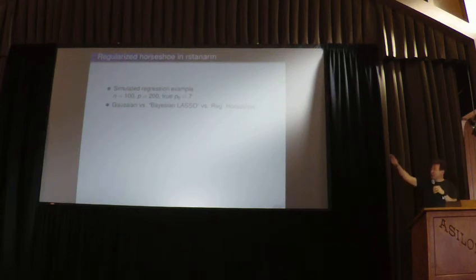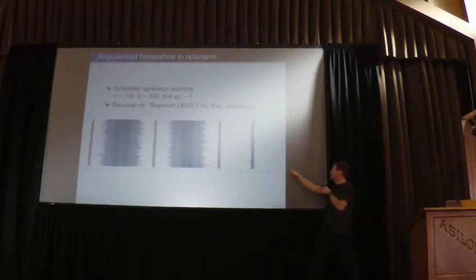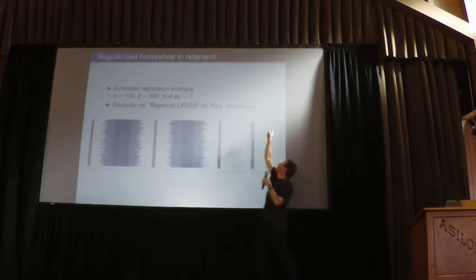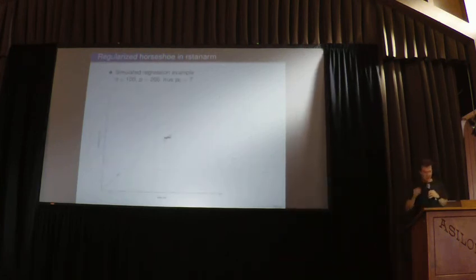Simulated regression example, N=100, P=200, true is 7. Let's look at the Gaussian prior. Oops, we don't find 7 non-zero ones. Everything's shrinking to 0. Bayesian lasso: yeah, it's narrower in the middle, but nope. And the horseshoe: here are the 7 relevant ones. And we can also compare the true values in the simulated example, and they fit nicely on the line.